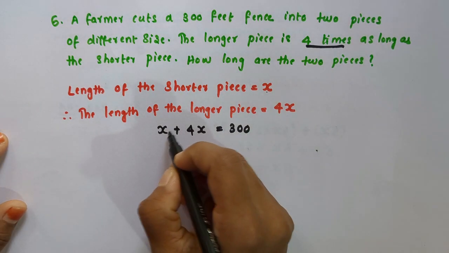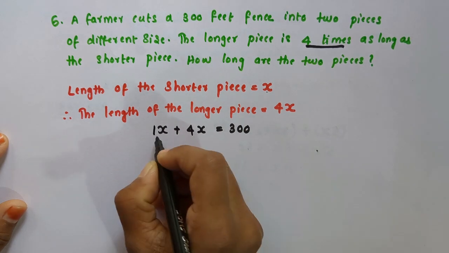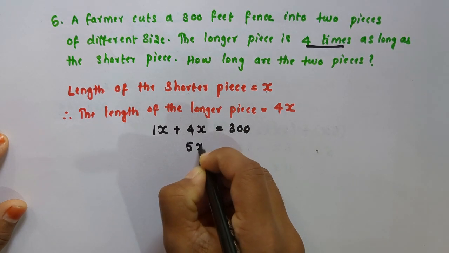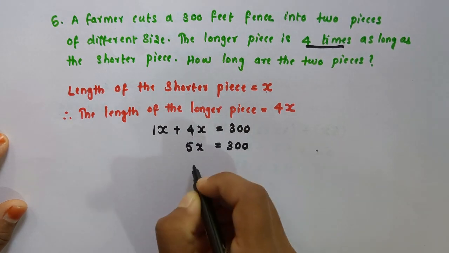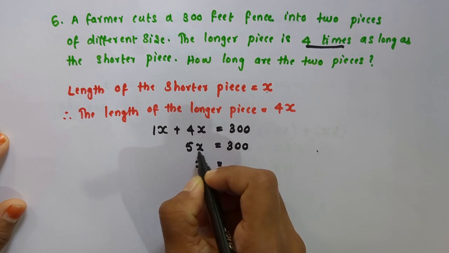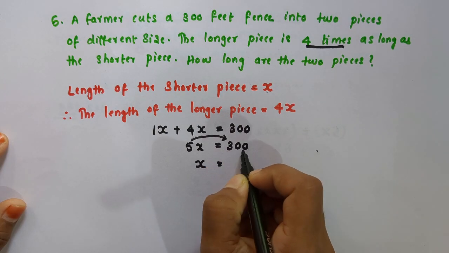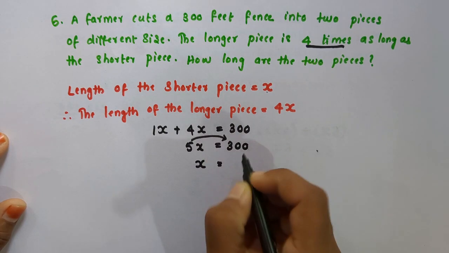Because that has been cut into x and 4x, no? So x means 1x. 1x plus 4x is 5x. So 5x is equal to 300. So x is equal to... this is in the multiplication format. So when 5 is taken to this side, that will become division format. That will go to the denominator.